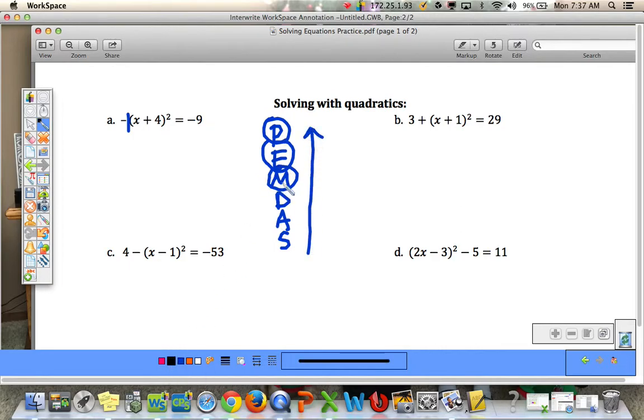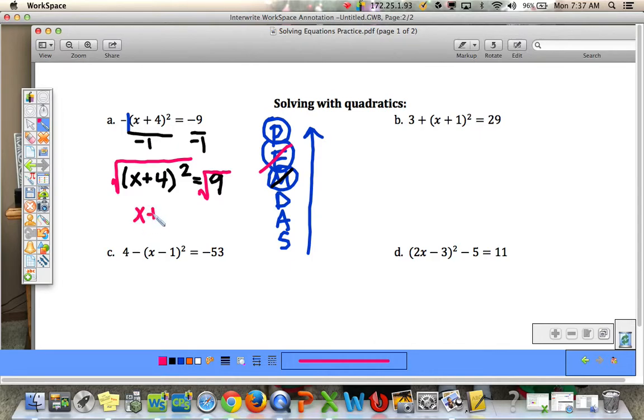We're going to get rid of the multiplying, this multiplying by -1 first by dividing by -1. So there's the first step, get rid of multiplying by dividing. We have x plus 4 squared equals 9. A negative divided by negative is a positive. Next step, get rid of the exponent, the squared, and to get rid of a square, the inverse, or the opposite, is square rooting. So we're going to square root each side.